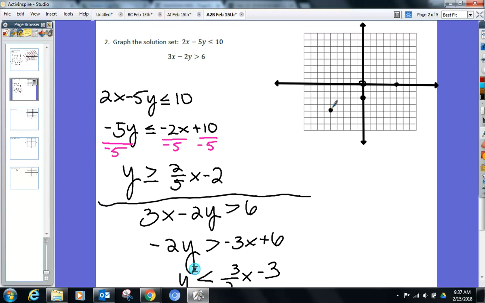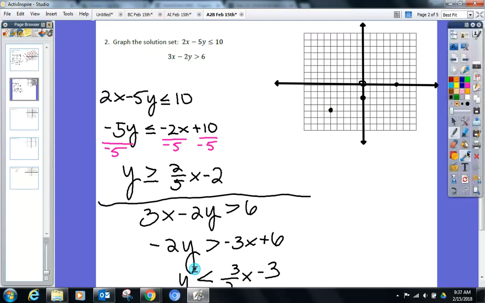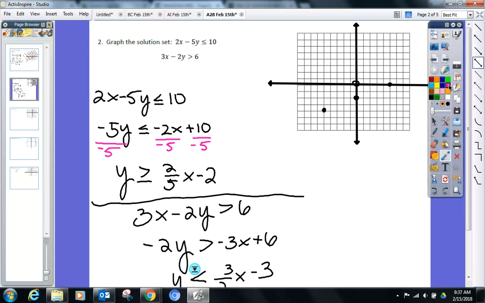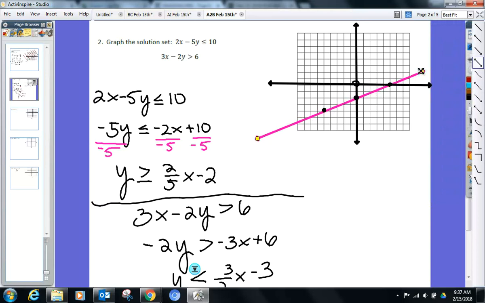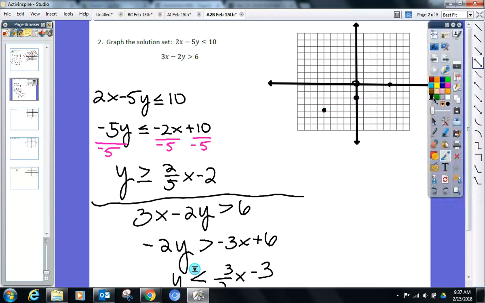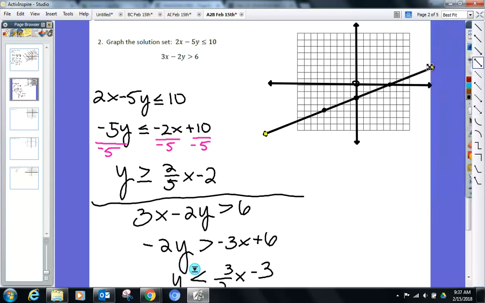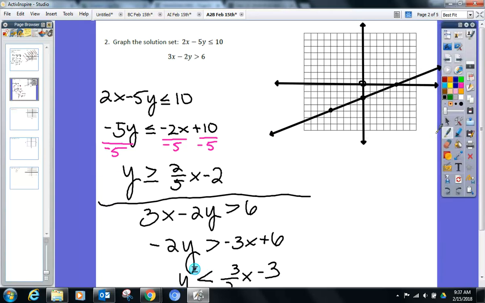Solid or dash? What do we got? Solid. Actually, I'm going to go straight black here. If you want to shade from there, go ahead. I don't like graphing a line in a shaded area, so I'm going to graph both lines first. I just don't understand how you know what points are.